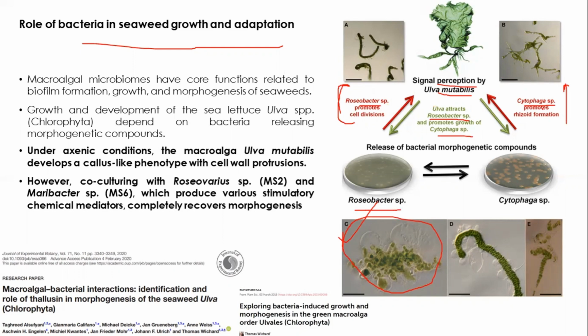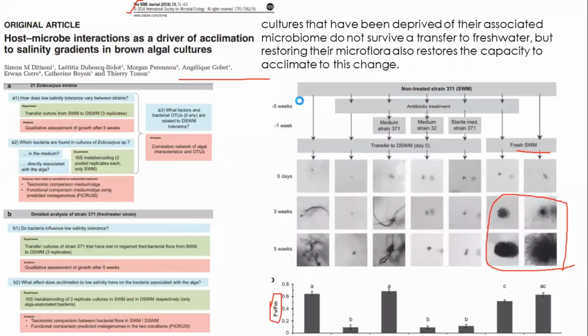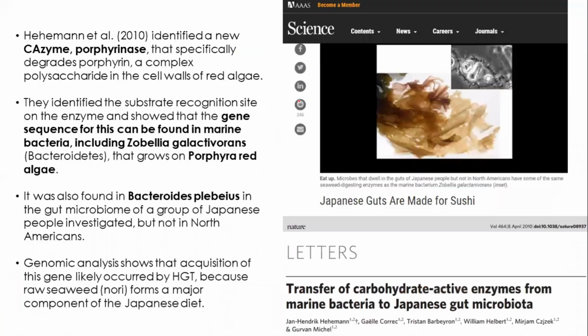It means that this macroalgal microbiome, that includes the Roseobacter and the Cytophaga, helps the Ulva, or let's say any other seaweeds as well, to take a proper cell morphology. Okay, if you are removing that, then the morphogenesis of the Ulva will be affected, right? I will stop the bacteria after this example, which came in 2010 in Nature.